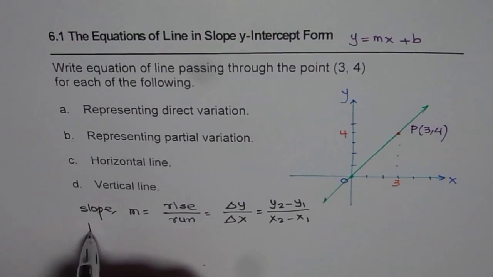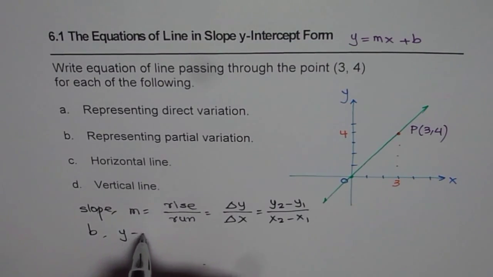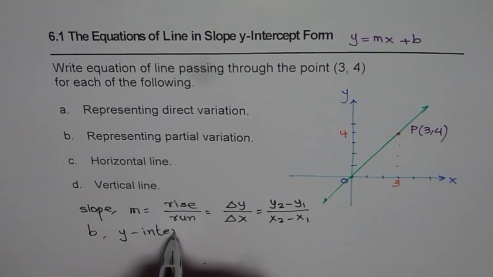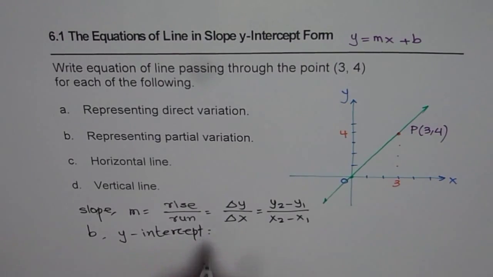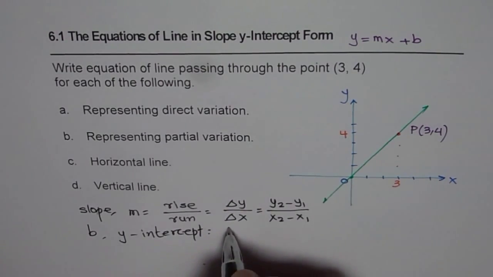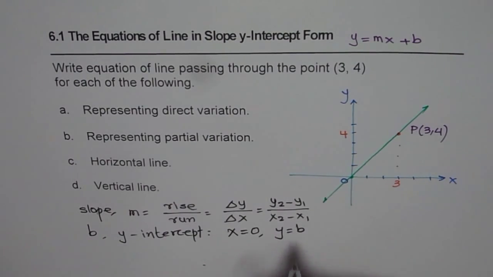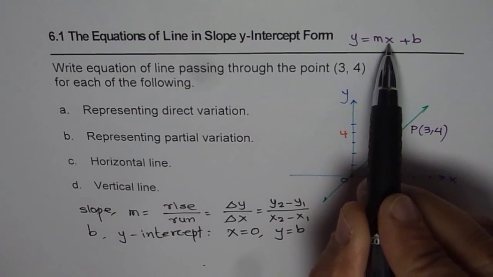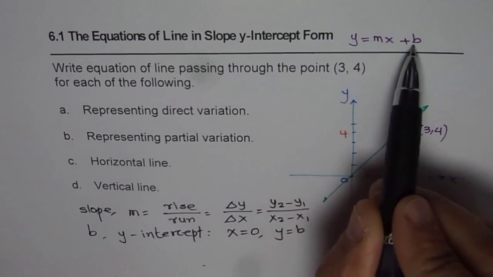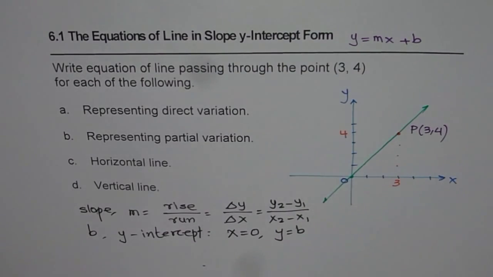And b for us is the y-intercept. Y-intercept means that the x value is 0, right? Here the x value is 0. We have to find y, and y is equal to b. So in this equation, if I put x as 0, you'll get y equals b, right? So that is the y-intercept.